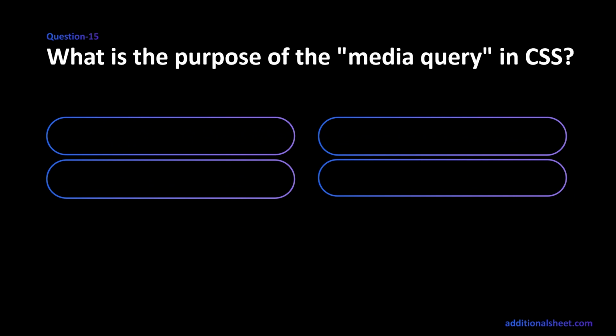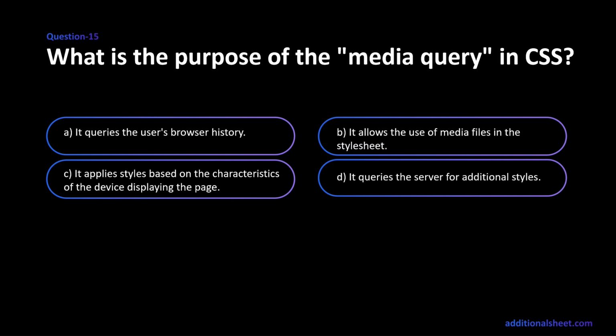Q15. What is the purpose of the media query in CSS? Options are A. It queries the user's browser history. B. It allows the use of media files in the style sheet. C. It applies styles based on the characteristics of the device displaying the page. D. It queries the server for additional styles.